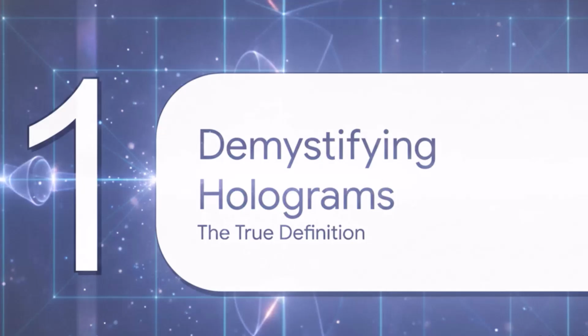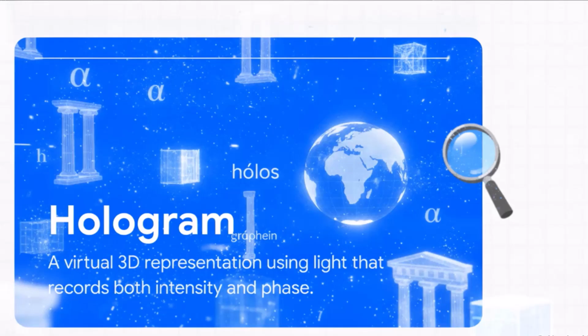All right, up first, Section 1, Demystifying the Hologram, the true definition. So let's strip away the Hollywood myths and look at the actual physics sitting right in front of us. A hologram is essentially a virtual 3D representation of an object, displayed using light. But the real secret? It's right there in the name. The word comes from the Greek holos, which means whole, and graphen, meaning to write. So it quite literally means to write the whole picture.